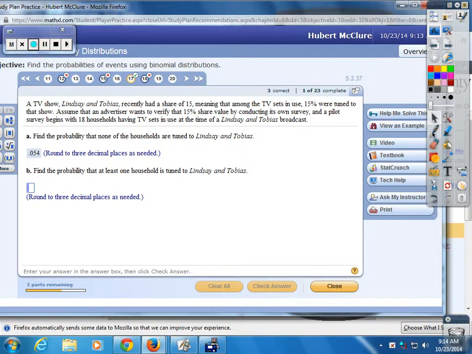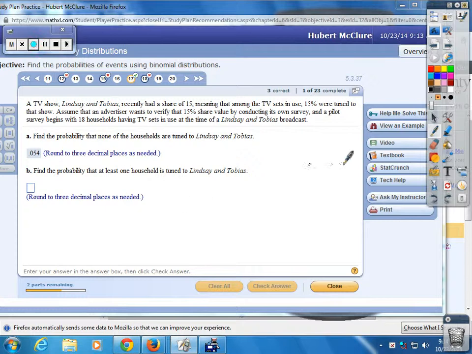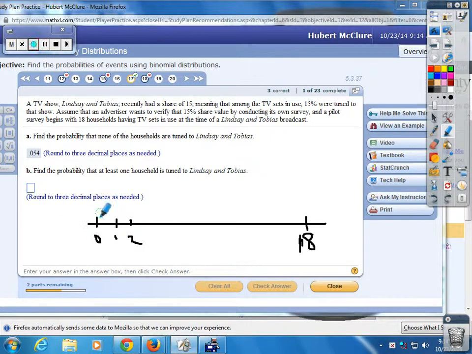So this is the complement, because it says, I wish I could draw it, but I can't use the pen. How many houses are on the thing? 18, right? So 0, 1, 2, all the way up to 18. All right. We have this one. We have the probability of 0. They want the probability of 1 to what?